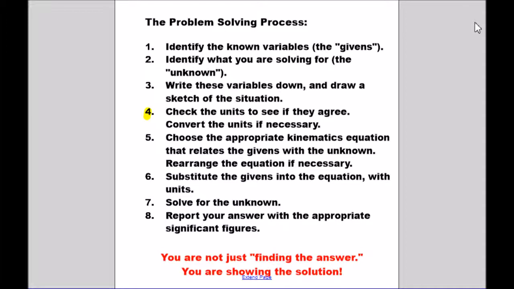So that means if you have miles per hour as your velocity, and you have meters per second squared as an acceleration, you've got to change one of those so that the distance units and the time units agree. Then you go to the list of kinematics equations and figure out which equation is the best one to use given what I have and what I'm looking for. You'll probably have to rearrange the equation. I think it's a good idea to go ahead and rearrange the equation first.